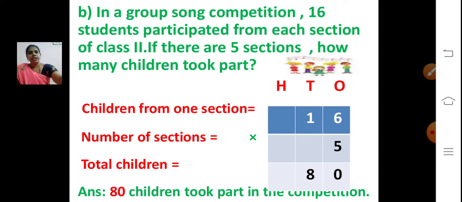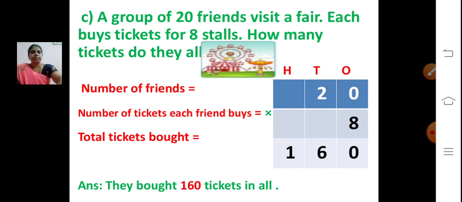Now we'll go for the next one. A group of 20 friends visit a fair. Each buys a ticket for 8 stalls. How many tickets do they all buy? Now I'll repeat. A group of 20 friends visit a fair.